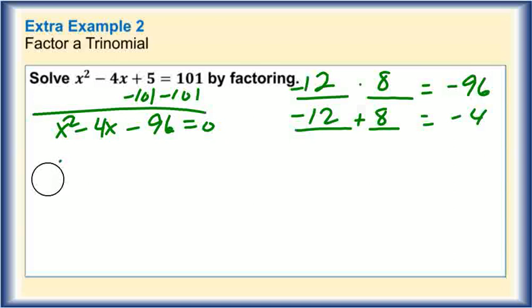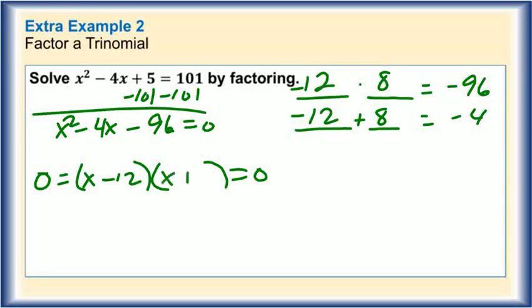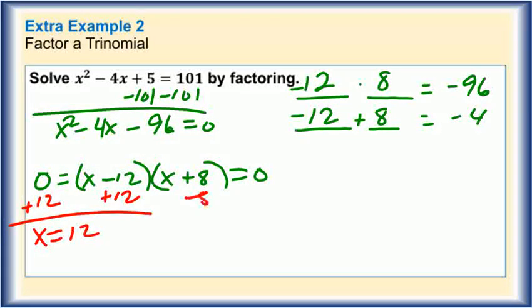So my two binomials would be x minus 12 and x plus 8. Solve by adding 12 on both sides here, x would equal 12. Here, subtract 8, and I would have x equaling negative 8.